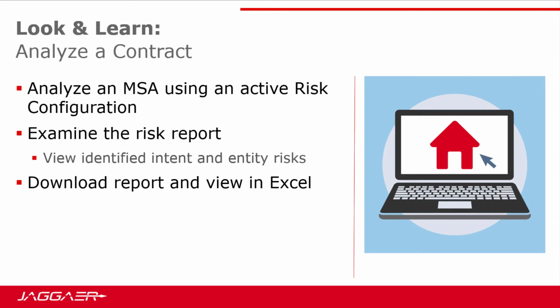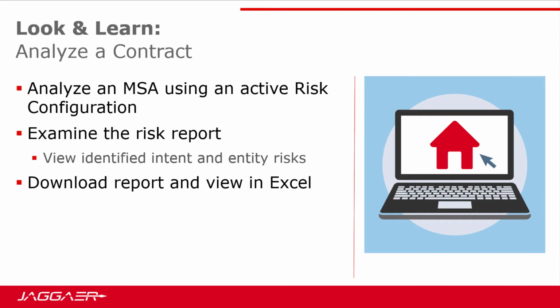Now that we've seen some high-level information about contract risk analysis, I want to take a few moments and give you a demonstration of the power this feature has once it's configured. I'm going to show you an example where I run a contract analysis using an already active risk configuration. We're going to learn how I configured that risk configuration later. Right now, I just want to show how this feature is used from an end user perspective. So we will run the risk report, view any identified intent or entity risks, and then learn how to download the report and view it in Excel.